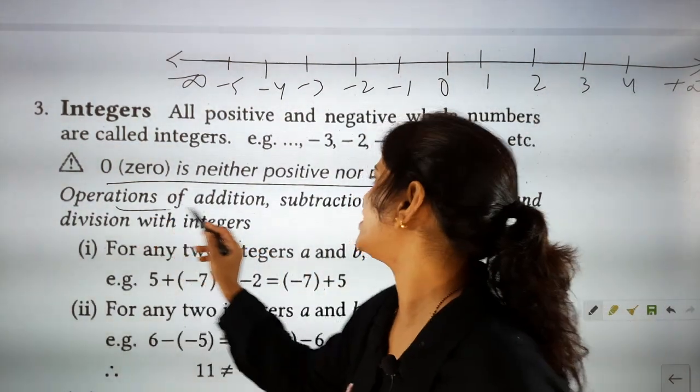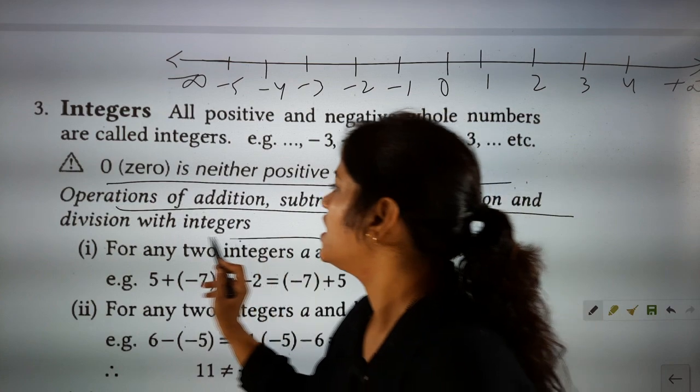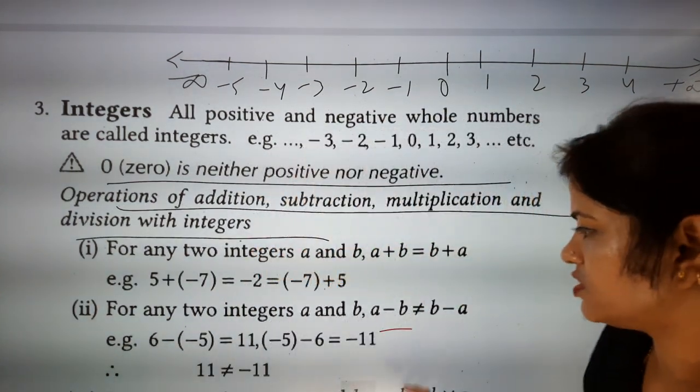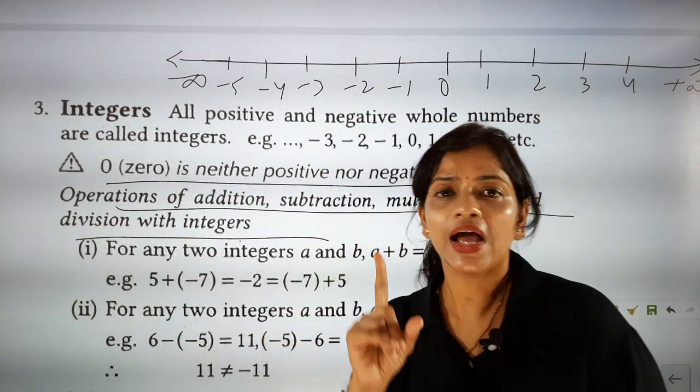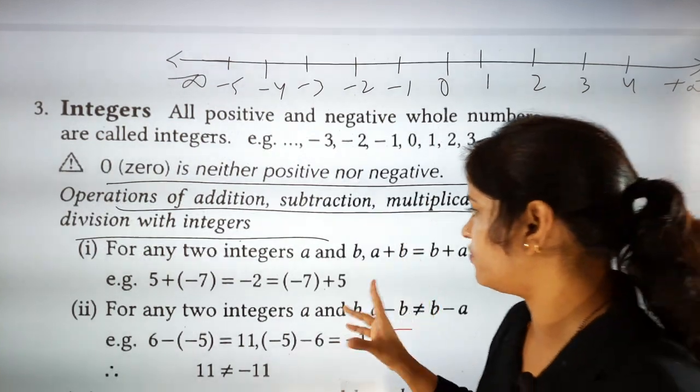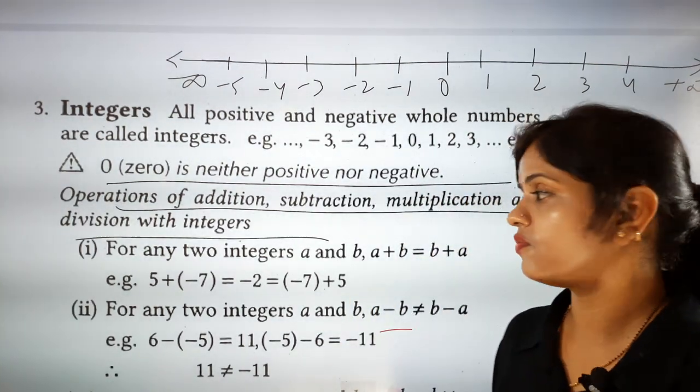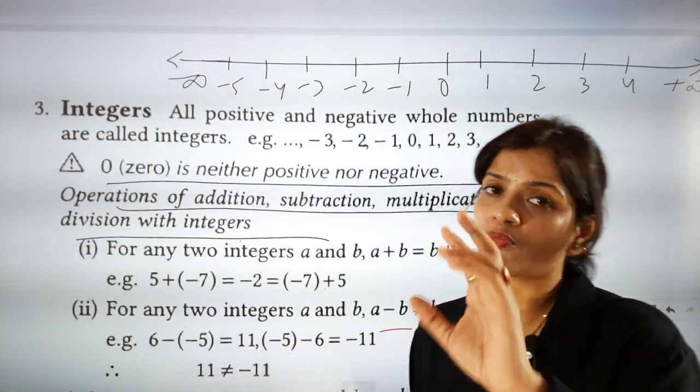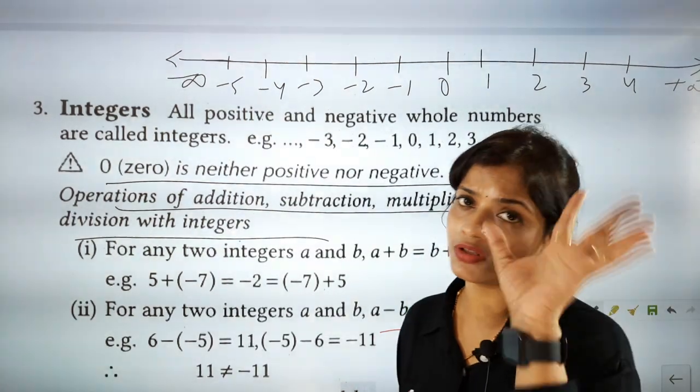The operations of addition, subtraction, multiplication and division with integers are possible. But when adding two integers, we have to be very careful, because if one positive and one negative are there, then everything will change.